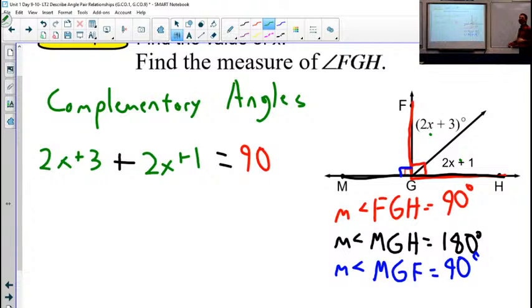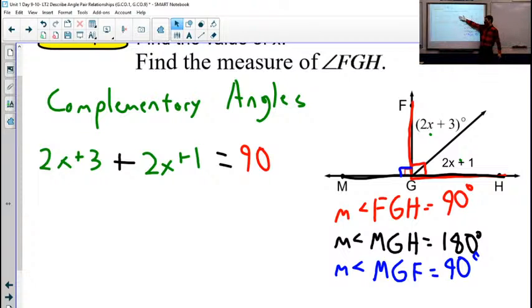I take those, add them together, and I get 90. So I want to remind you again, the equations that you put should be able to be explained or justified from the diagram. You should be able to tell me why you can set up the equation. Well, I know I can set up this equation because these angles are complementary.